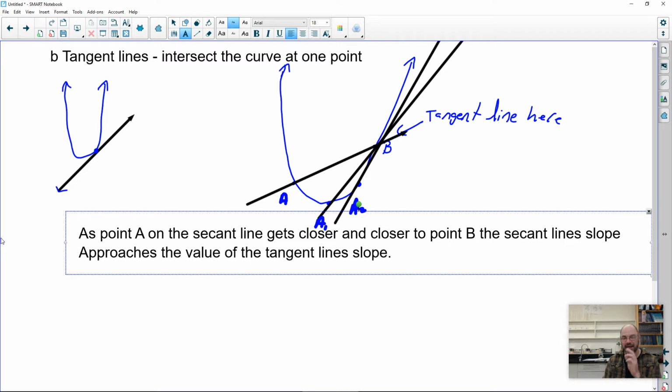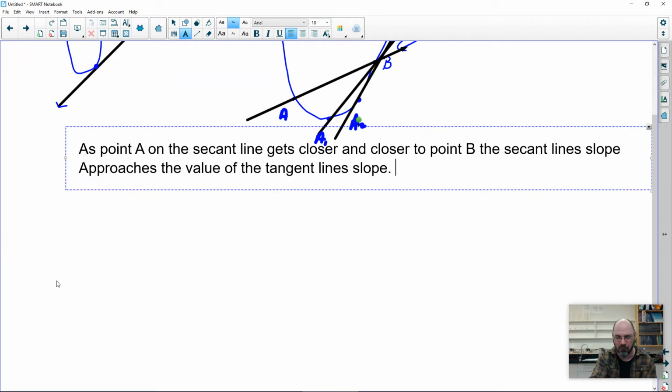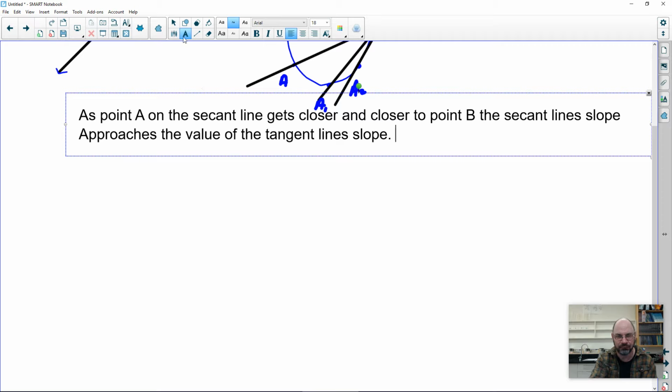So we're going to do an example of doing this. What we're going to do is take the slope and then slide them closer and closer and closer. We're going to slide that secant line closer and closer till there's very little separation between point A and B on the curve. And then that's going to show what the tangent line is approaching. So let's do an example like that.